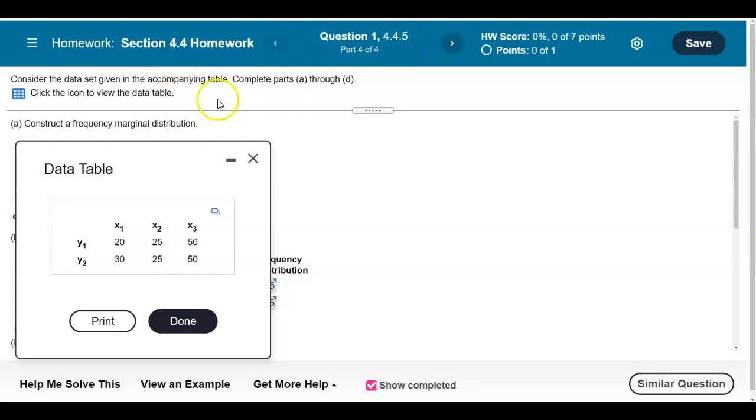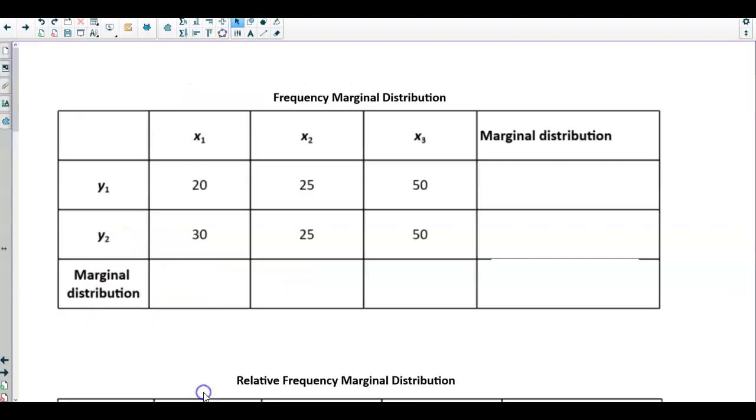4.4.5 homework assignment. We're going to consider the data set given in the table. We're going to complete parts A through D. So here is the table that's given. We want to construct a frequency marginal distribution. So here's our table. We're going to go ahead and use that table here.